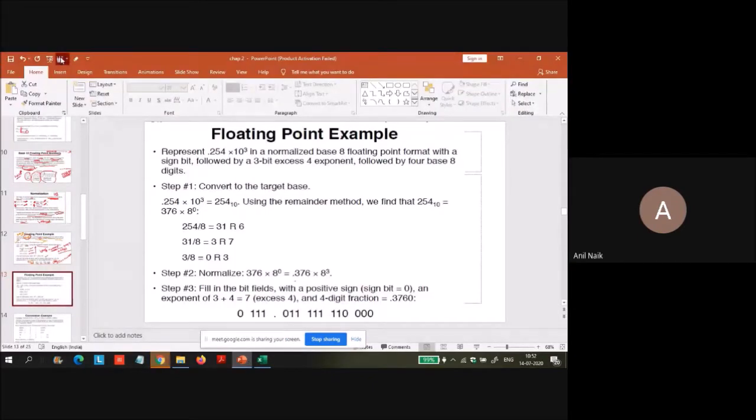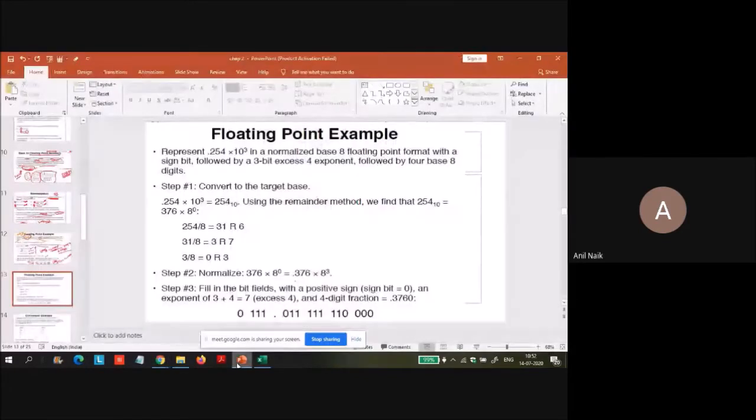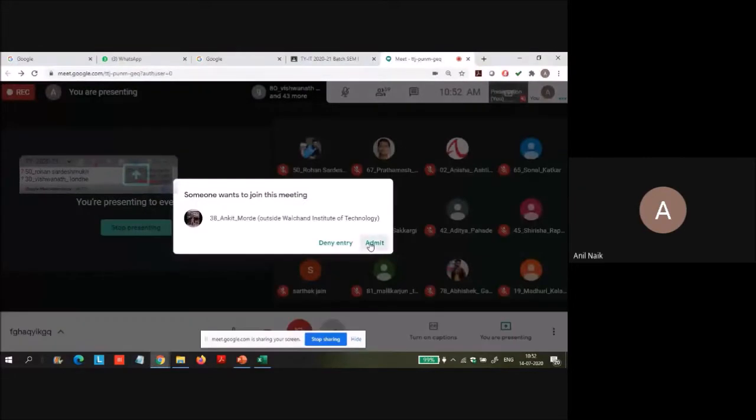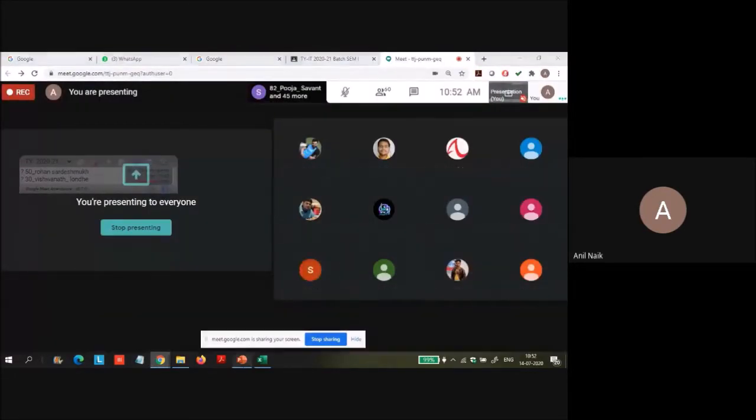In the last class, we discussed one example. So the same example I will explain once again. So floating point means what? You have to shift the decimal point and you have to make a large number into a small form.